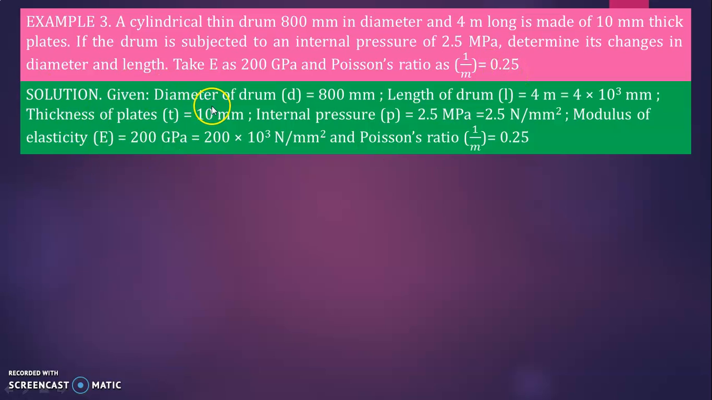Okay. What is given here? Diameter is 800 mm, and the length L is 4 meter, that is 4 into 10 raised to 3 mm. Thickness is 10 mm. Internal pressure P is 2.5 MPa, or 2.5 Newton per mm square. Modulus of elasticity is 200 GPa, that is 200 into 10 raised to 9 Newton per meter square. If you convert it into millimeter, it becomes 200 into 10 raised to 3 Newton per millimeter square, and Poisson's ratio is 0.25.